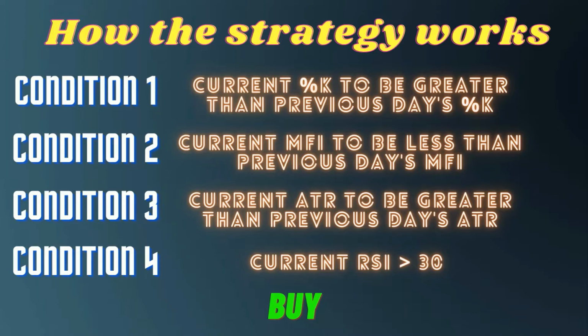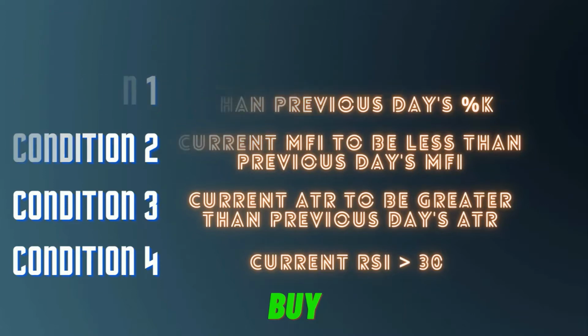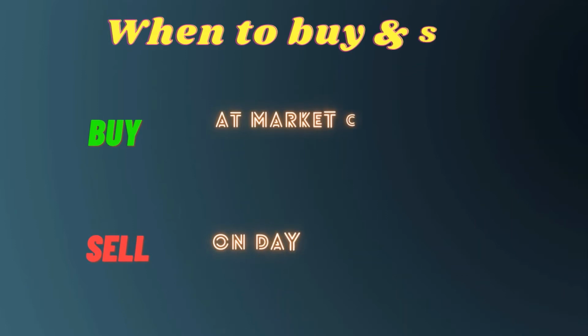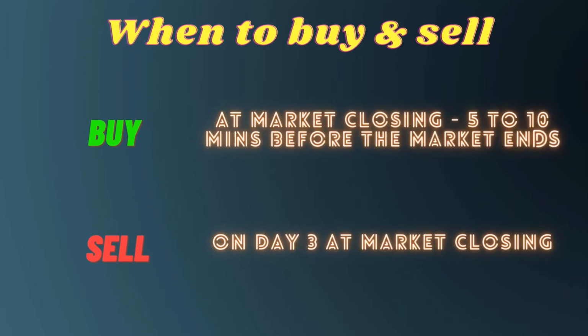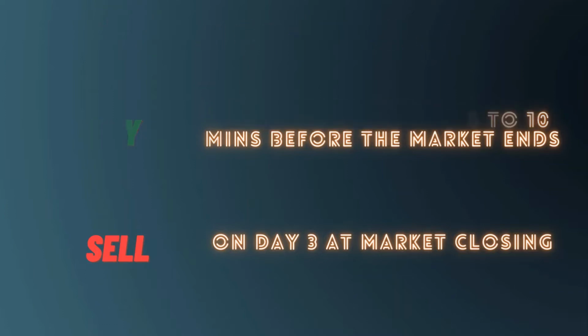So when these conditions are met, we will buy the stock. We check these conditions 5 to 10 minutes before the market closes. That's when the volatility reduces and we have an estimate of the price and the value at which the stock as well as the technical indicators are going to close. So as soon as we get a signal, we buy the stock and we're going to square off or sell our position on day 3 at market closing.